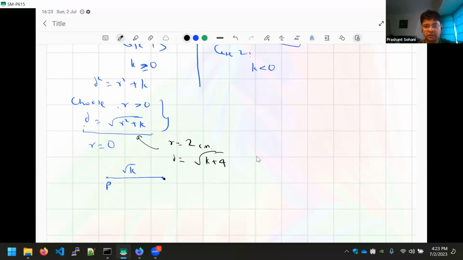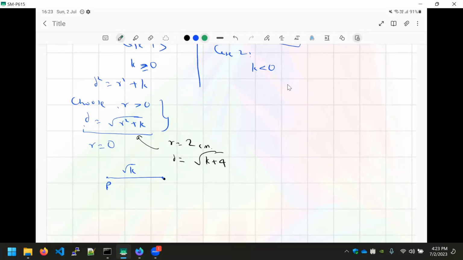But I'm asking if you can think of a different approach, where will that circle lie? Yes, Raghav. So then maybe we can draw a triangle whose base lengths are r and root k, and then the hypotenuse would be d. Exactly. Yes, correct, Raghav. And in fact, from that, do you see that in this diagram I have already drawn the root k side of the triangle?